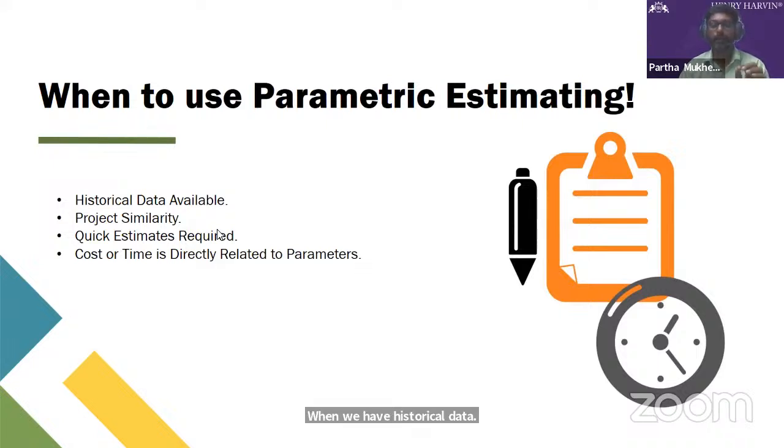So when can we perform this? When we have historical data with us. We know that in the parametric estimation technique, we must have historical information with us. Unless and until we have any kind of reference project information, we cannot prepare it. So when we have historical data available, we can definitely perform this task.